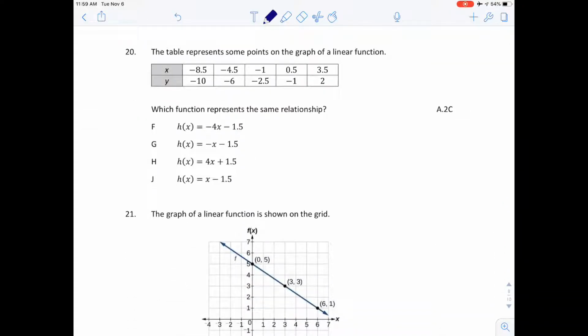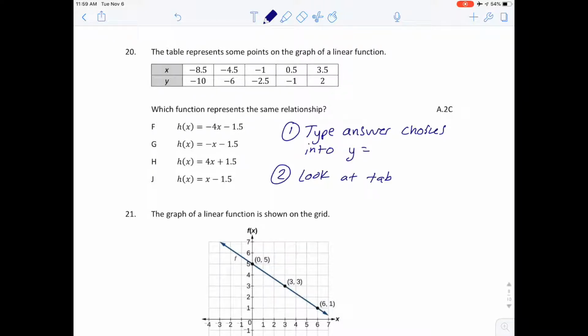Number 20, the table represents some points. So once again, we want to know which one represents the same relationship. So all of our answer choices are in y equals. So we're going to type answer choices into y equals. And then we're going to look at our table to see if it matches the table up above.